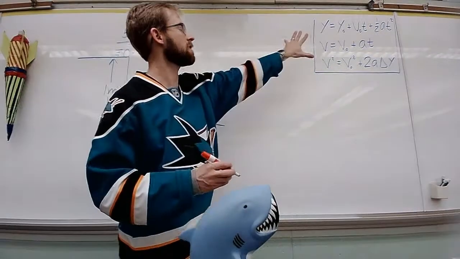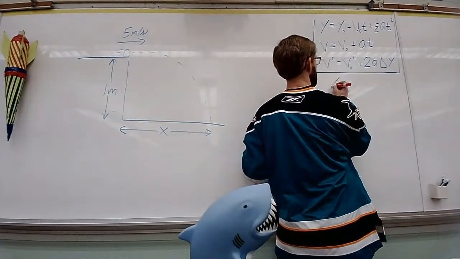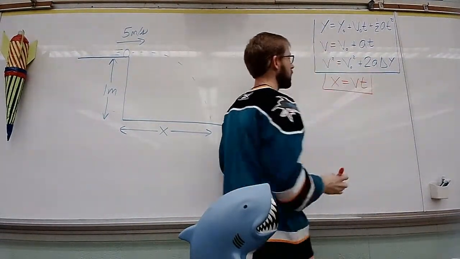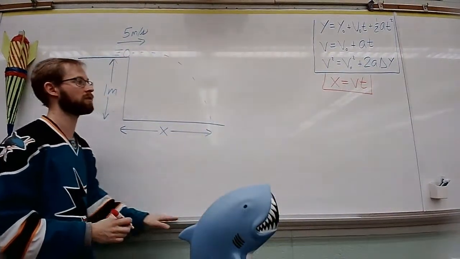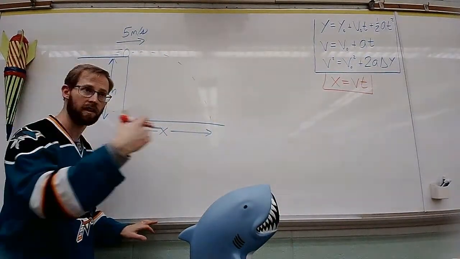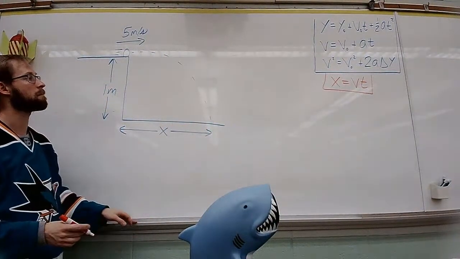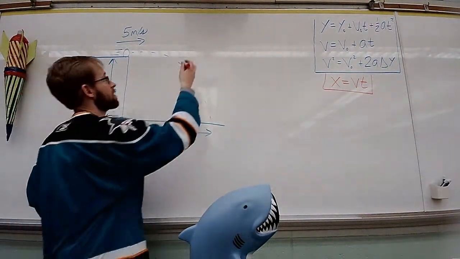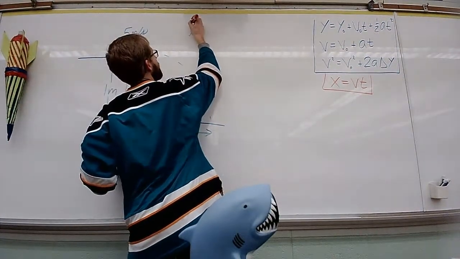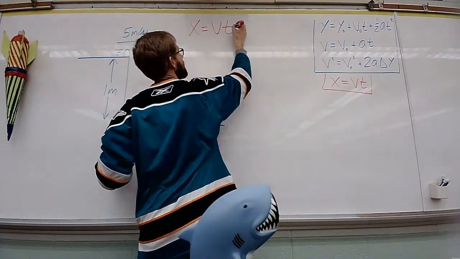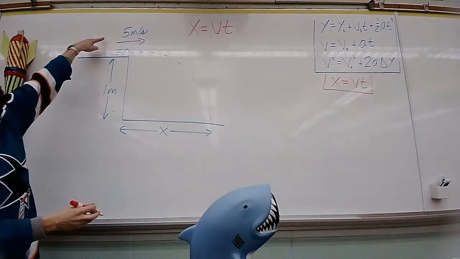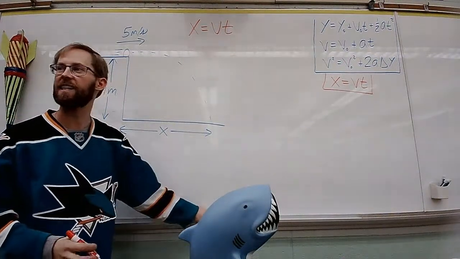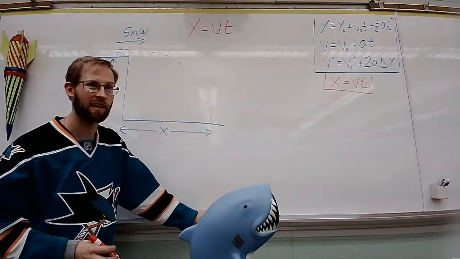In addition to these equations here, you got to make sure that you're aware of this one, because we'll be using that a lot for our horizontal motion. Because again, horizontally, this object is not changing speed. So if I want to find that horizontal distance, I just use that equation. X equals vt. My velocity is equal to 5. My t is equal to... I don't know my t yet. So we got to figure out what that time is.